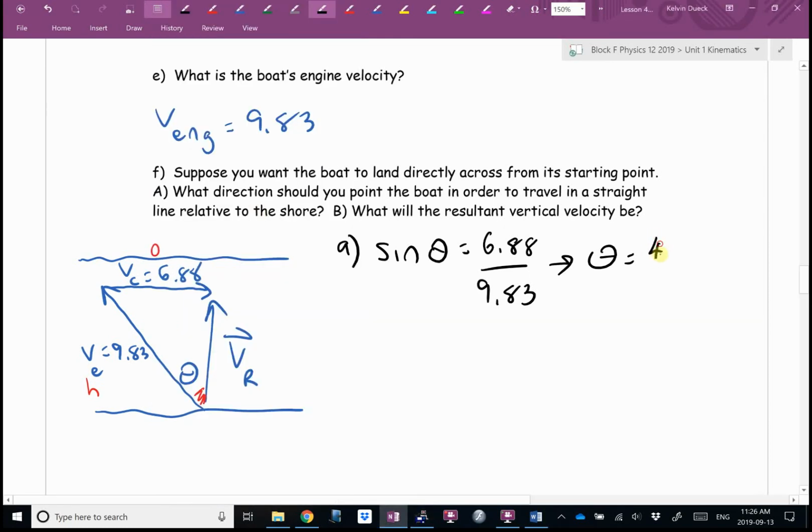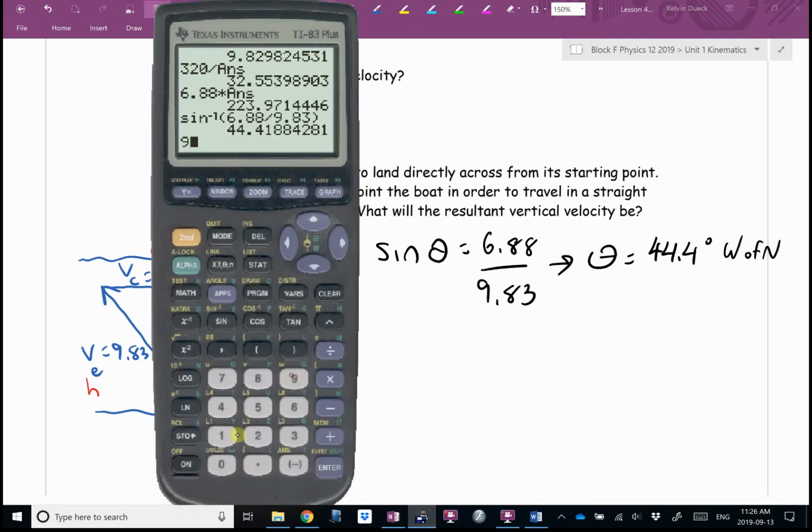North of south, east of west. What of what? West of north. This is west of north. Oh, or 90 minus this: 45.6 degrees north of west. That's the same vector.